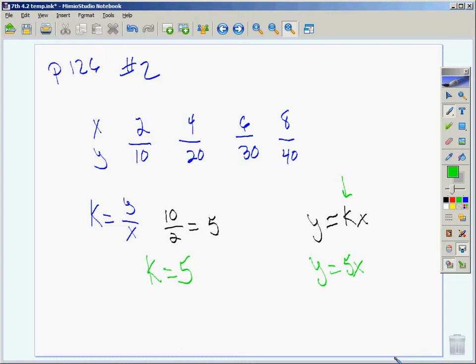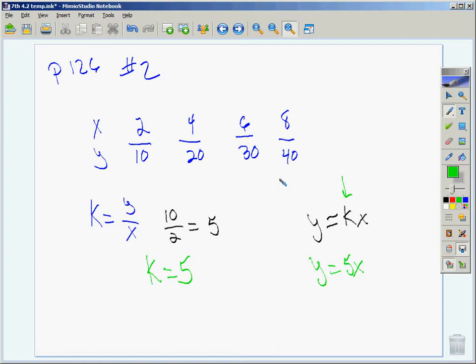Maddie? So when it doesn't tell you whether it's proportional or not, you have to do all of them. I'll have to find them all. I'll have to do 20 divided by 10, divided by 2, which is 5. 20 divided by 4, which is 5. 30 divided by 6, which is 5, and 40 divided by 8, which is 5.